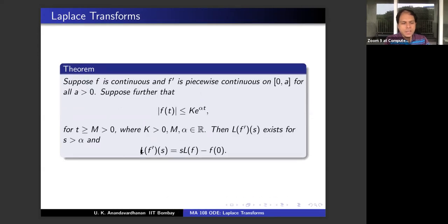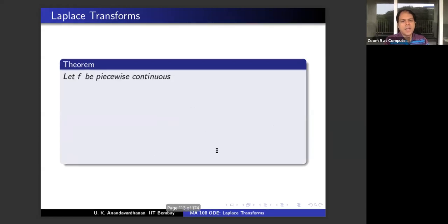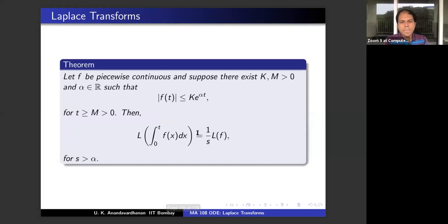The effect of taking a derivative once is multiplication by s, and the effect of taking an integral is division by s. You see the symmetry in these theorems? If you take a derivative, it gets multiplied by s. Of course, there is an adjustment with a constant. And when you take an integral, it is division by s, and there is no adjustment with a constant. We will see the proofs today.